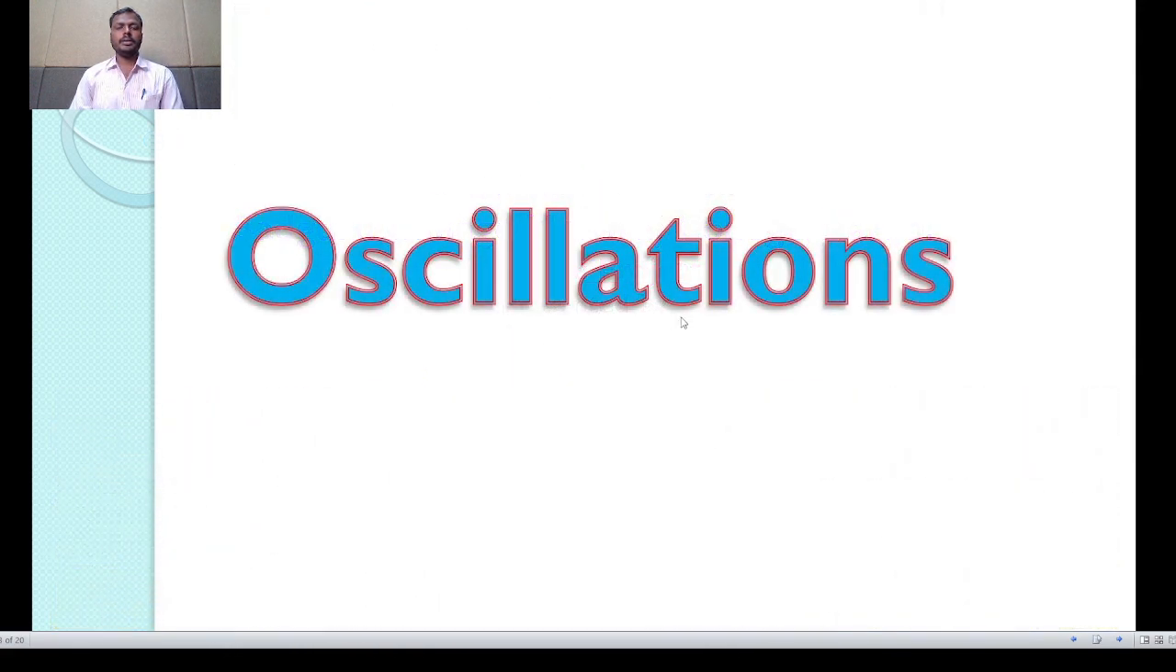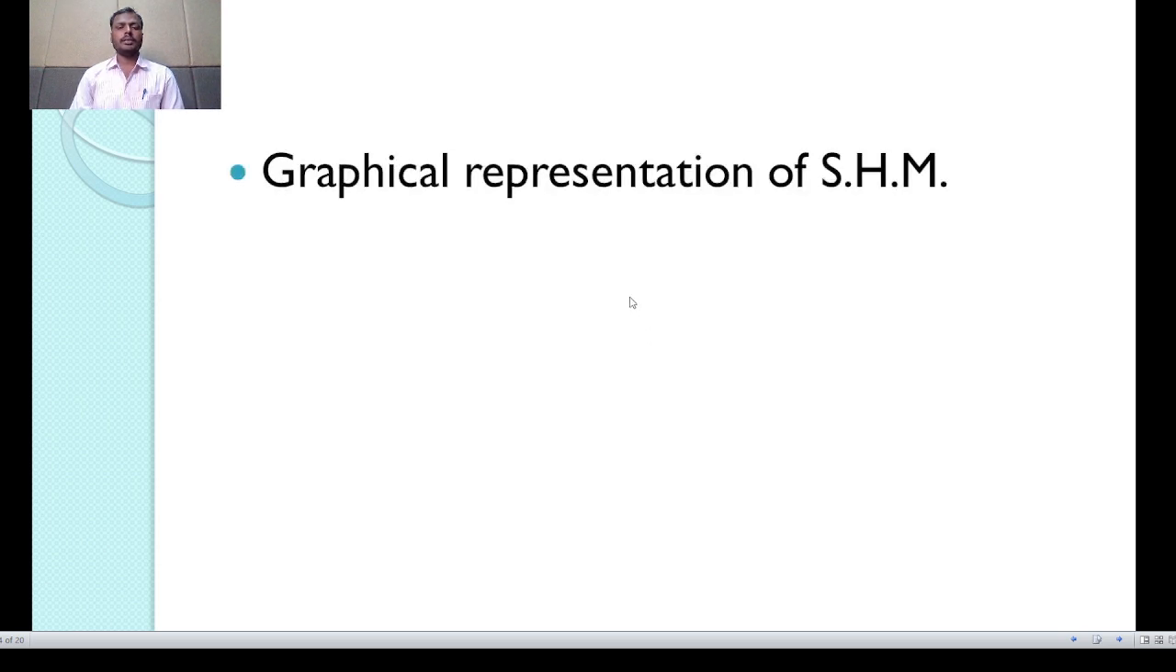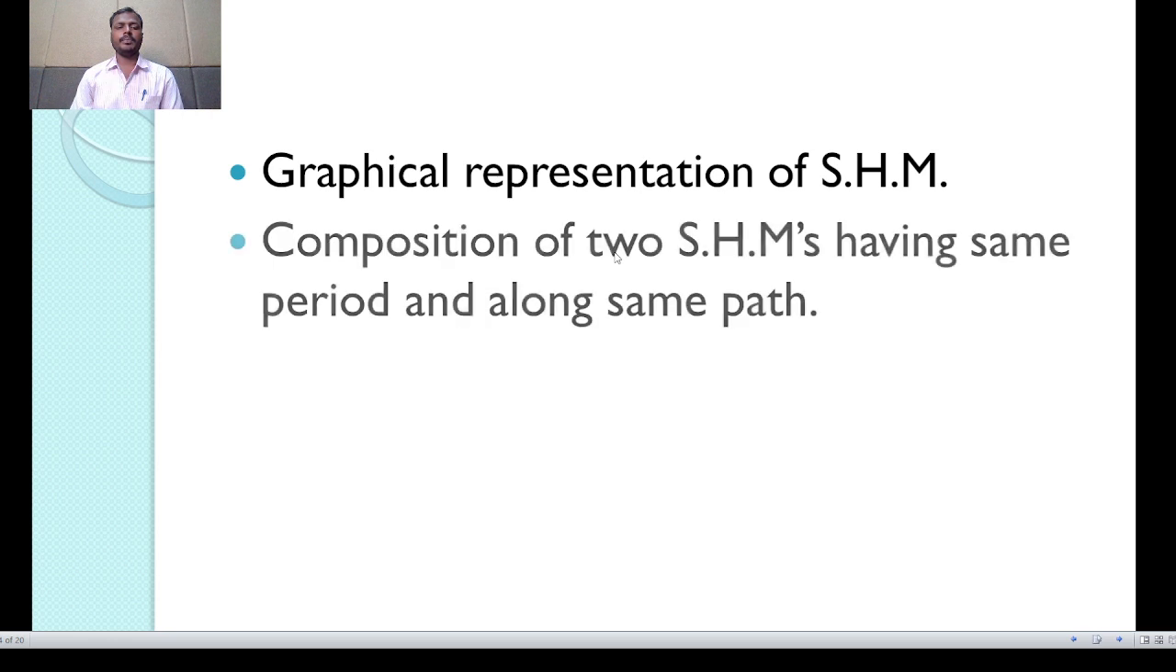Currently, we are discussing the chapter oscillations. In the previous lecture, we had discussed amplitude, frequency, time period, reference circle method and phase of SHM. In today's lecture we are going to discuss the graphical representation of SHM and the composition of two SHMs having the same period along the same path.